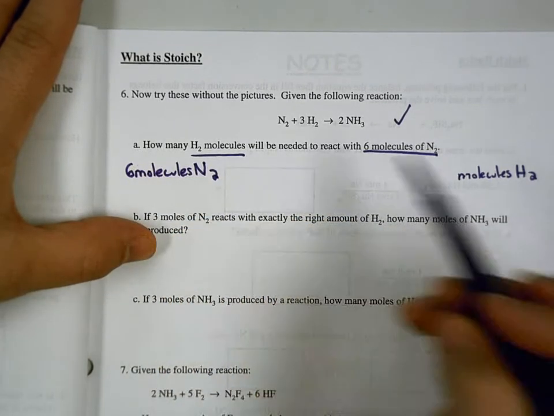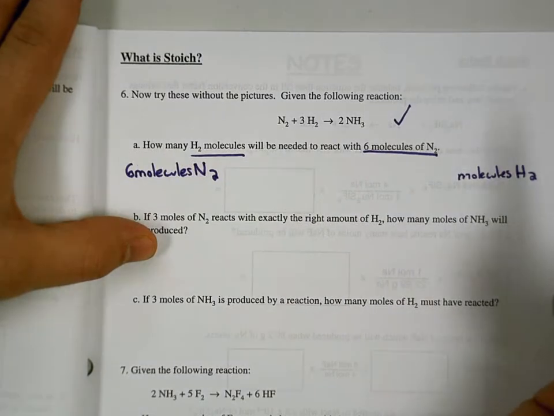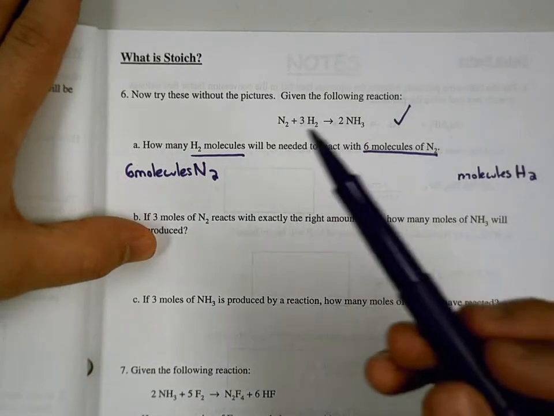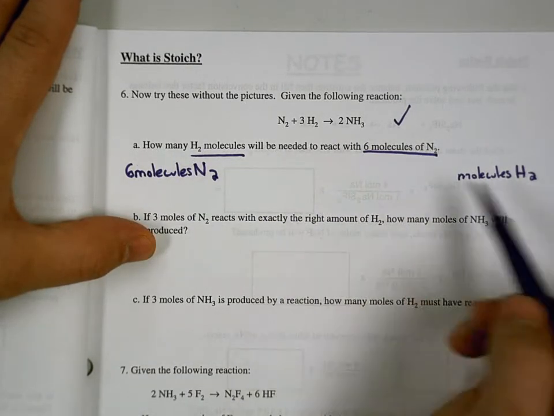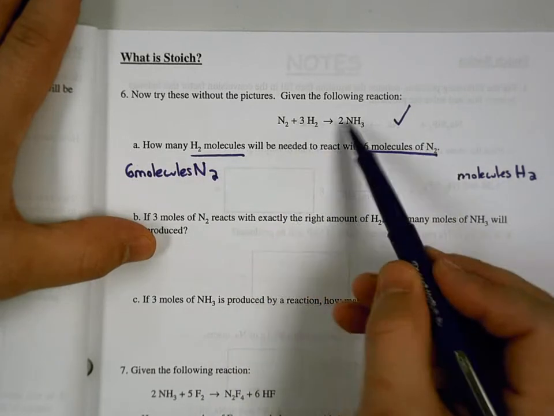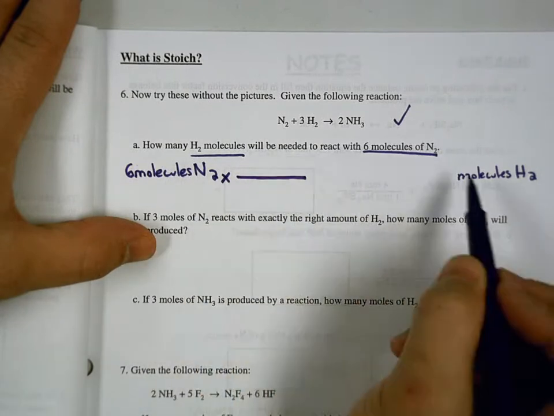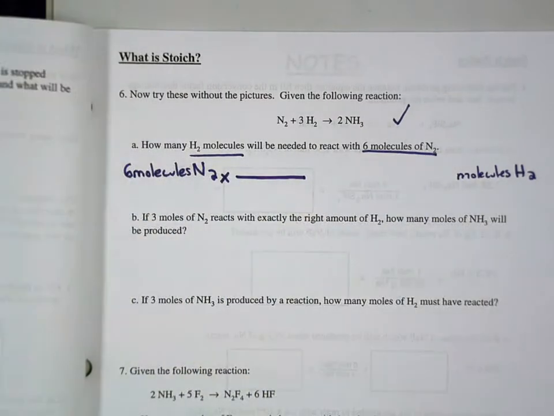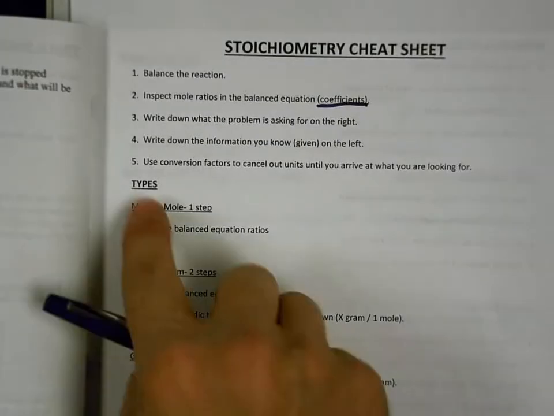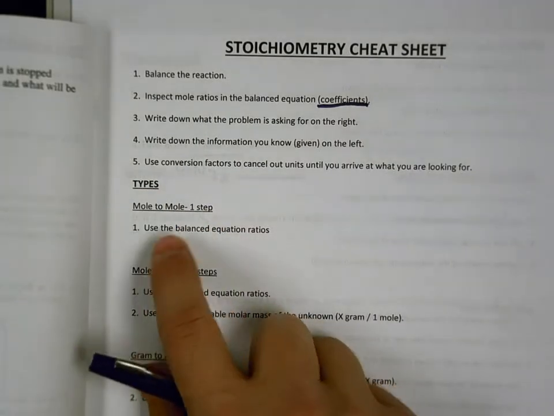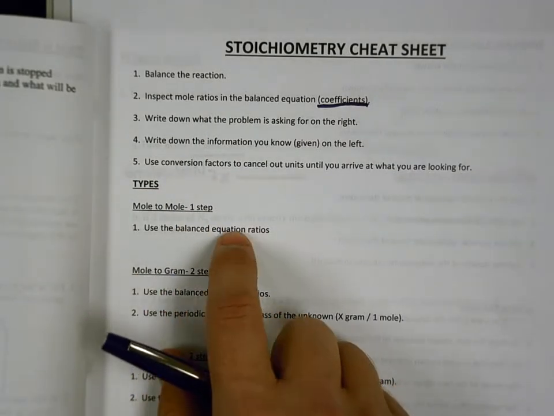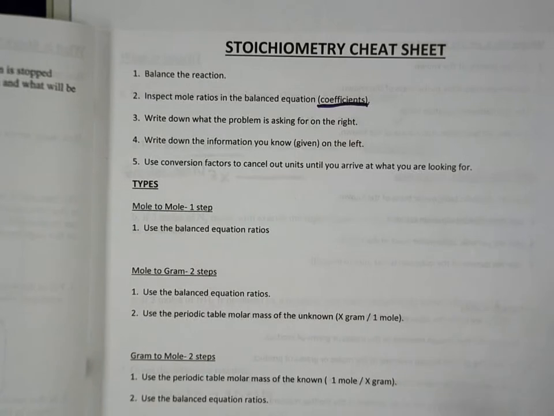Now this is kind of like saying how many slices of cheese do we need to react with 4 slices of bread. Instead of cheese and bread, though, we're talking about chemicals in this balanced equation. Now when we're going from molecules to molecules or moles to moles, looking on the cheat sheet, this is always going to be one step. And the only thing we need to look at are the balanced equation ratios. So that's what we're going to use.